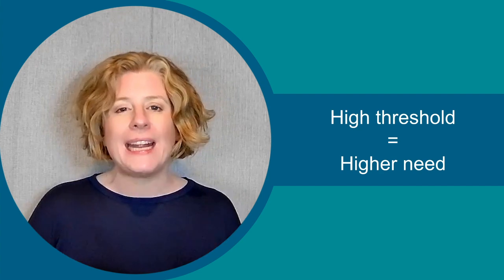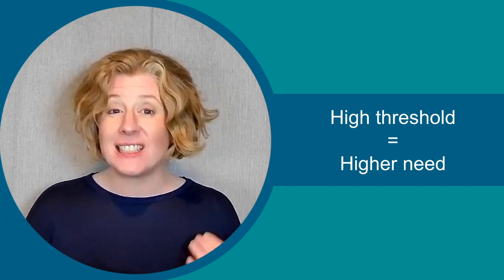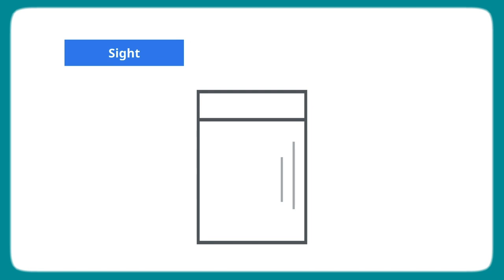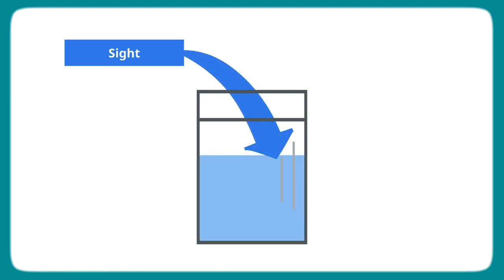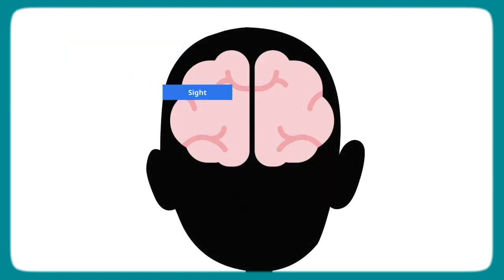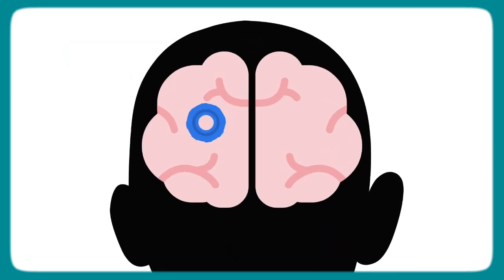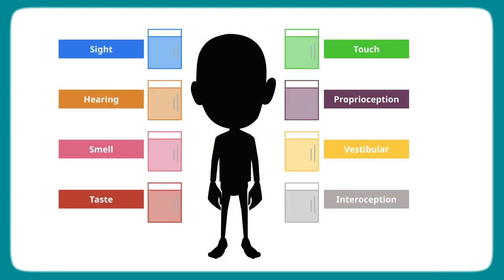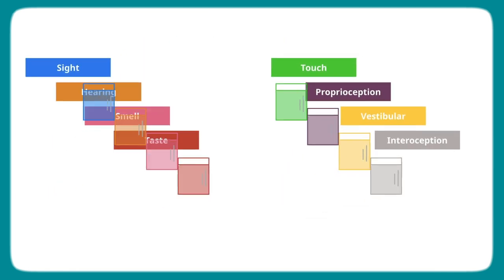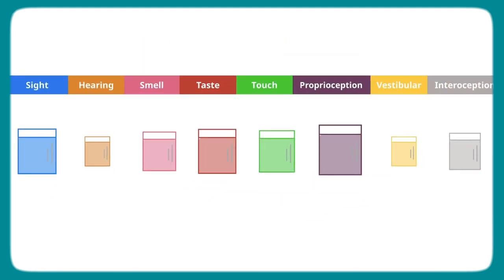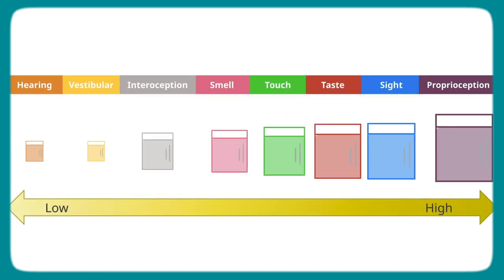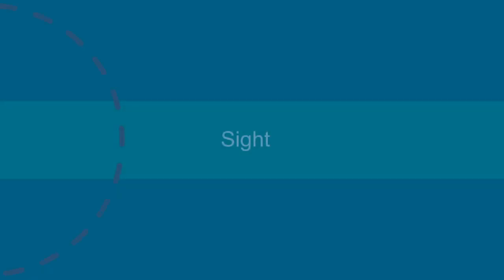Remember, the brain needs sensation. Sensation is fuel for the brain. In the other videos in this series, you learned to think of thresholds like cups. When your child's cup fills up, the threshold is triggered and their brain processes or responds to the sensation. For each of their senses, there will be a different threshold, and your child might respond differently if they have a lower or higher threshold for that sense.